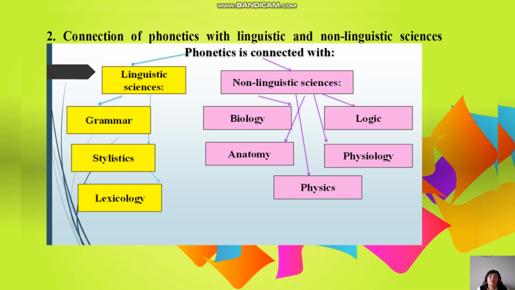Now, it is known that phonetics is connected with linguistic and non-linguistic sciences. Linguistic sciences such as grammar, stylistics, lexicology. Non-linguistic sciences such as biology, anatomy, logic, physiology, physics.